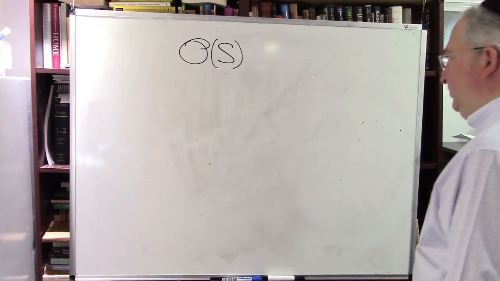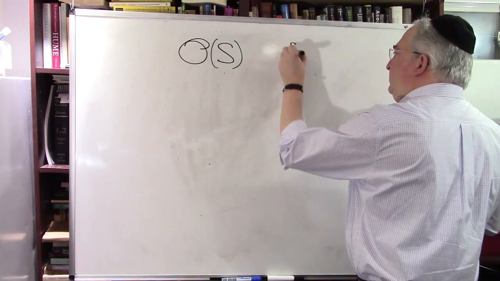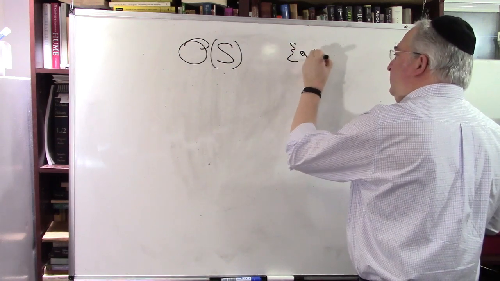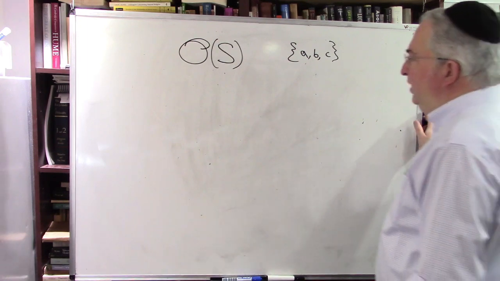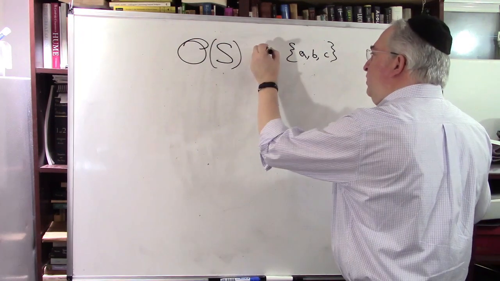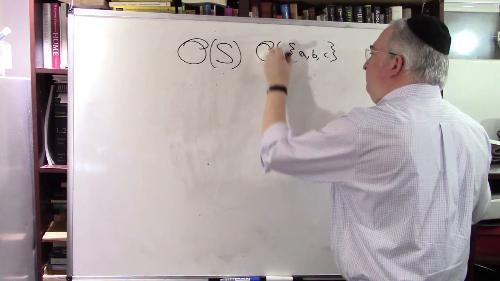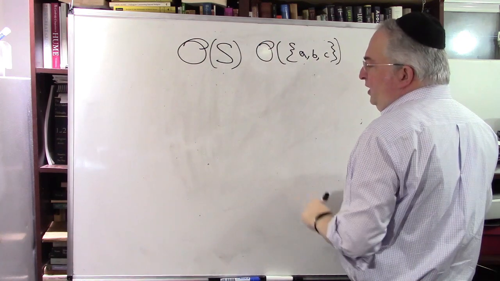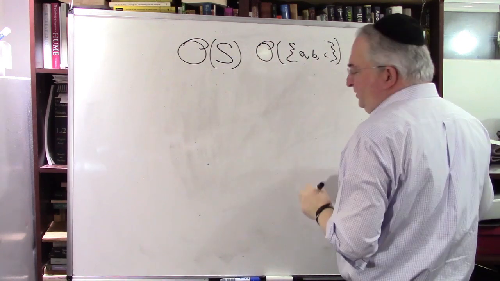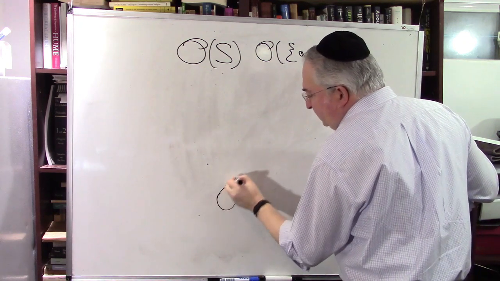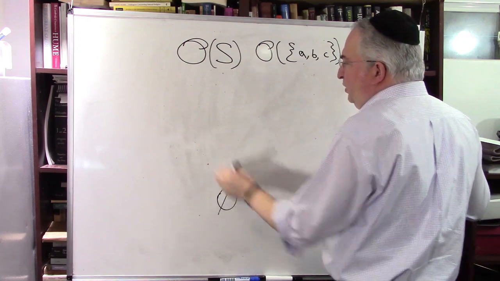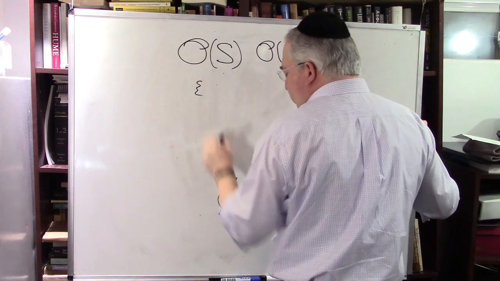Okay, so let me give you an example. Take the set A, B, C. You can get something simpler than that. Okay, and then take the power set of that. That's going to have 8 elements. And I want to describe those 8 elements, but I want to describe them as a partial order. One of those elements is going to be the empty set.